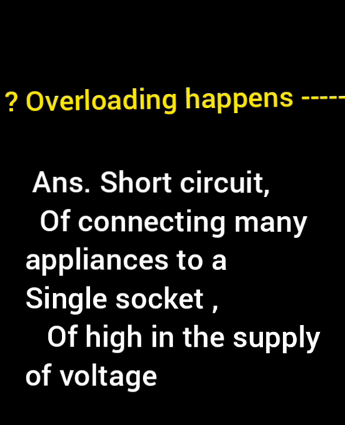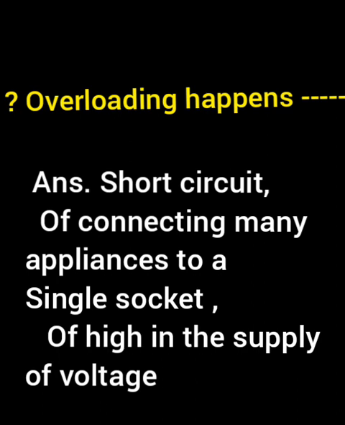So the correct option will be what? Overloading happens when or because: short circuits, that is correct; or connecting many appliances to a single socket, that is also correct; or a high supply voltage, that is also correct. So these three may come together or singly. Then if this question comes, the answer will be all of the above, and you write the all of the above option.